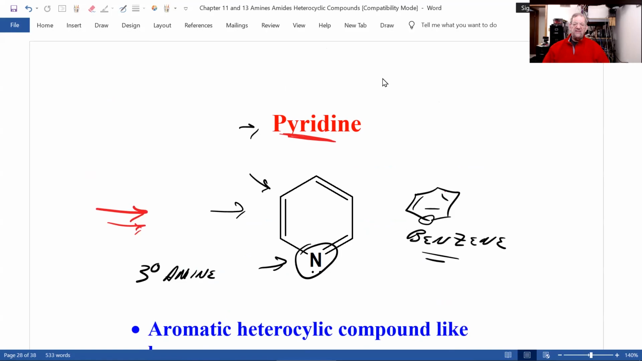Now, pyridine, if you've ever smelled pyridine, it's one of the foulest chemicals you've ever smelled. Think about putting a dead fish or two in a plastic Ziploc bag in the heat of the summer and leave it in your backyard for 2 weeks. Go back, open that bag and smell it. Pyridine smells worse. It is awful, but it's useful.